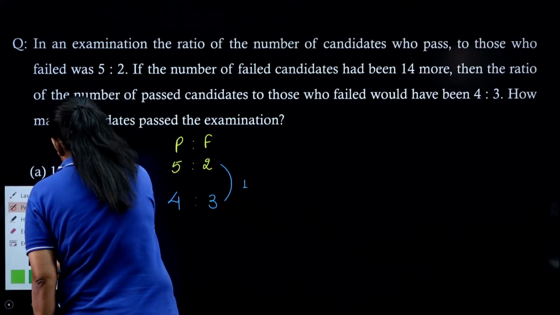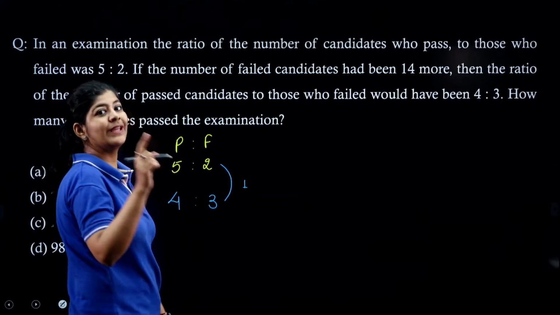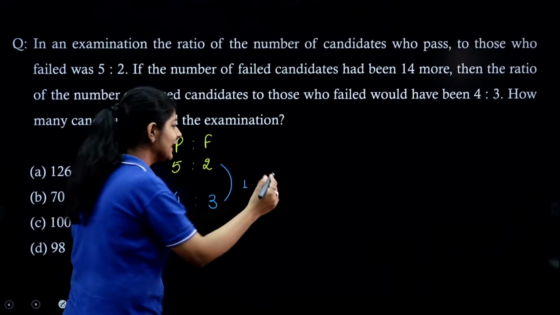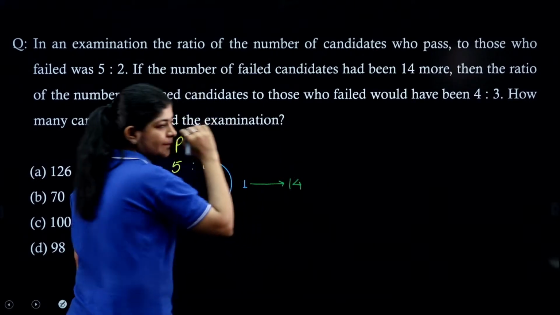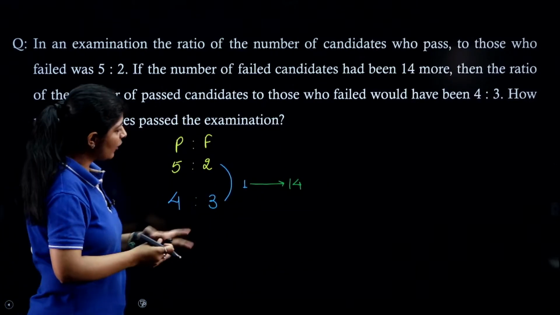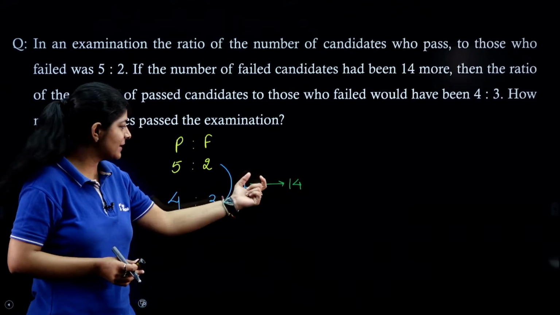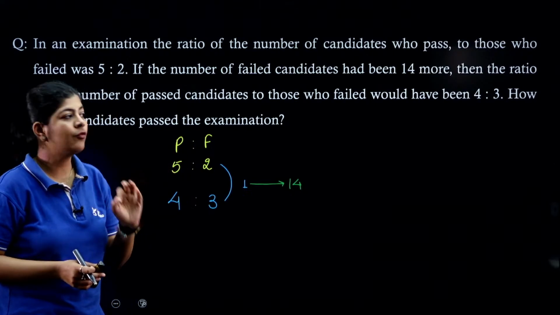But according to the question, it only happened when 14 more students failed in the examination. That means the value of this one is nothing but 14, right? The value of this one is 14. That means it is a multiple of 14.